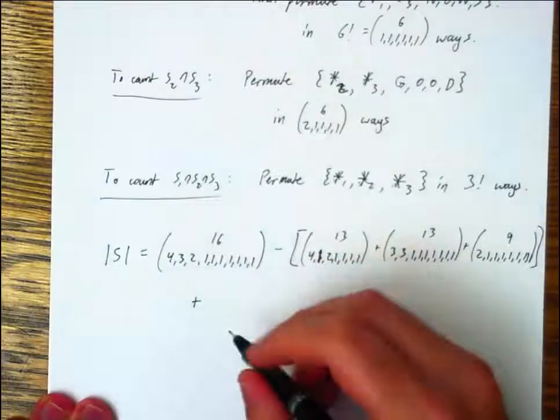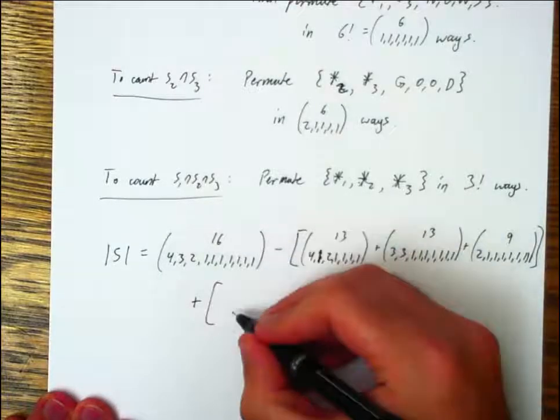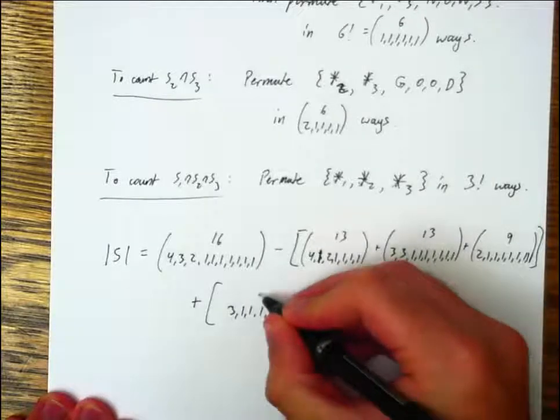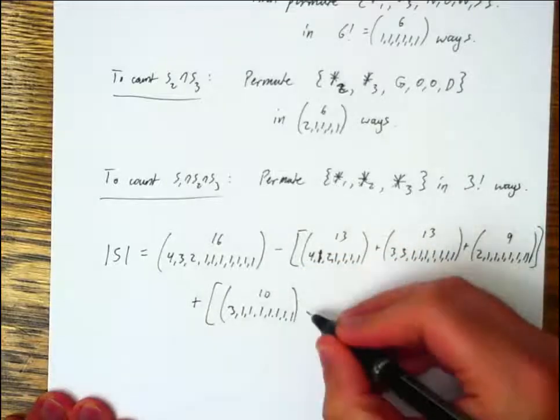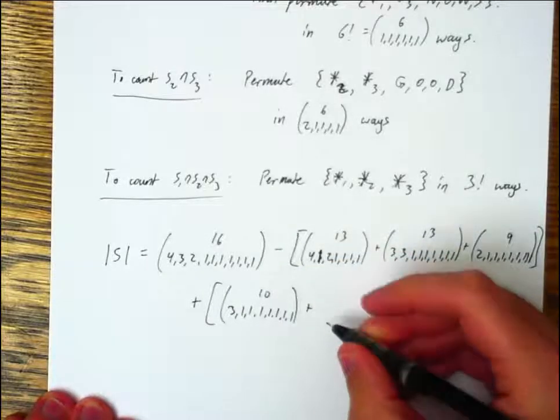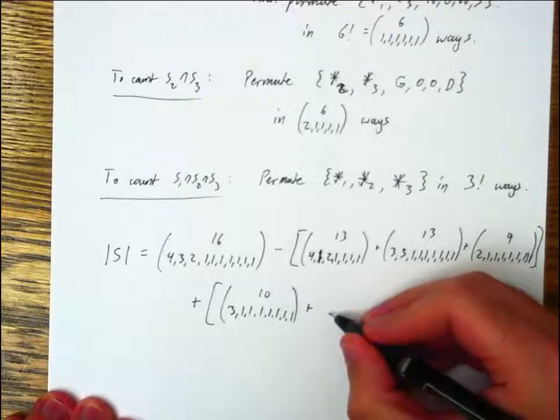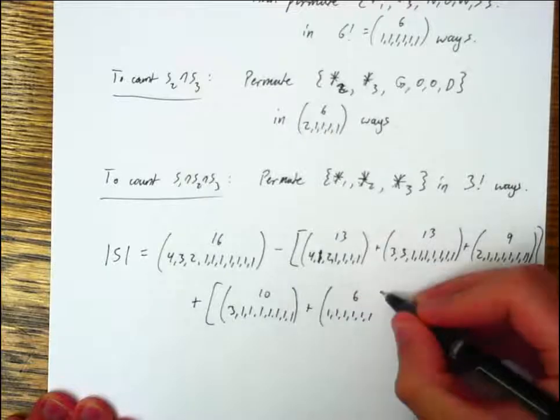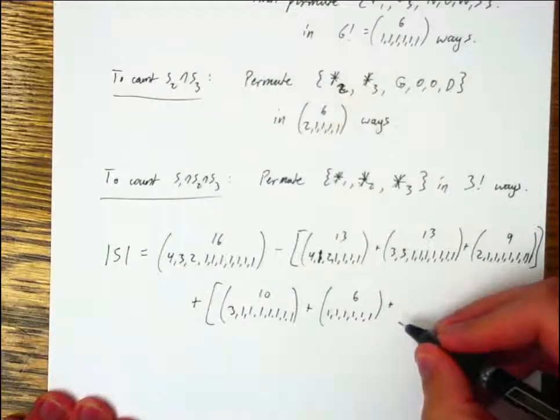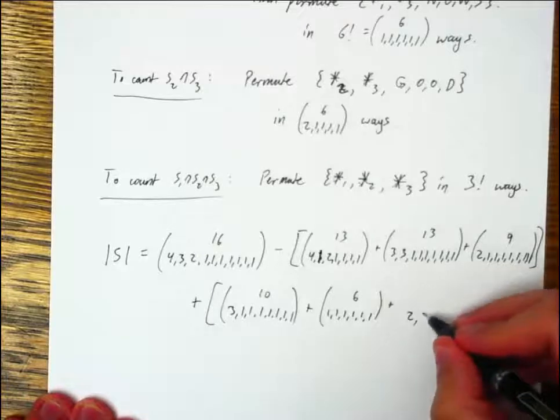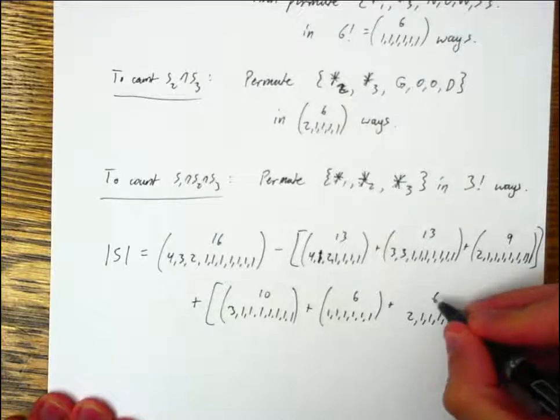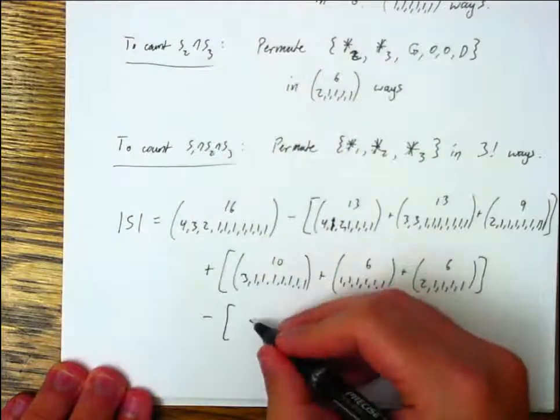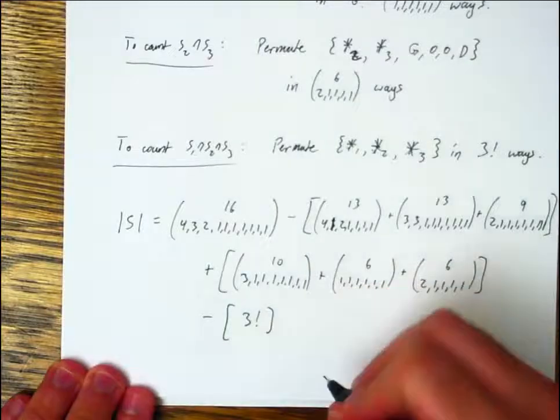And now I have to add back in the pairwise intersections. Those go as 3, 1, 1, 1, 1, 1, 1, 10 among 10 letters. That was S1 intersect S2. And then from S1 intersect S3, that's 6 ones among 6 letters. And then S2 intersect S3 gives me 2, 1, 1, 1, 1 among 6 letters. And then I subtract out 3 factorial for the triple intersection.